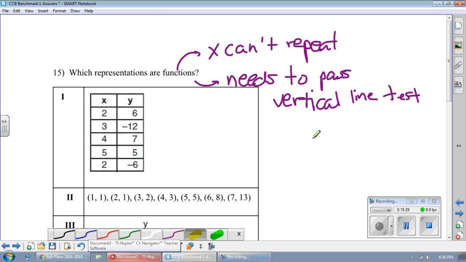Number 14. Which representations are functions? Functions mean that the x's can't repeat and the graph needs to pass the vertical line test. So we're going to look through each of these representations to figure out which ones are functions. When we look at the first chart or table, we care about the x's. The x's cannot repeat. So immediately I see that there's a 2 in the x's more than once. Not a function.